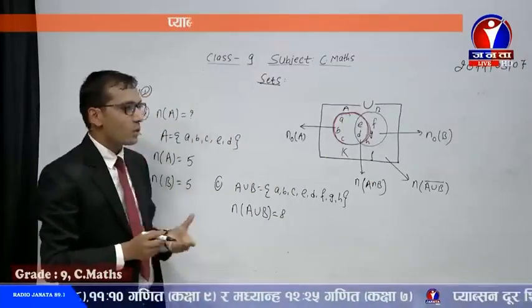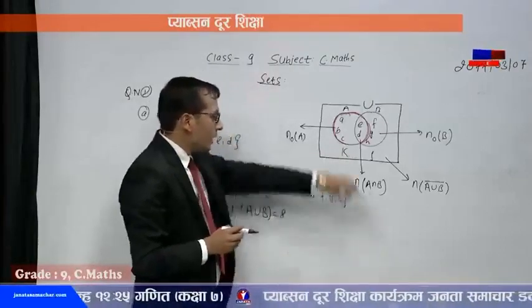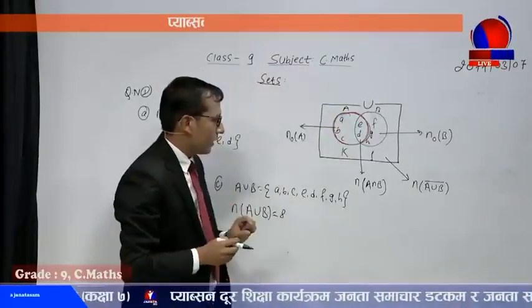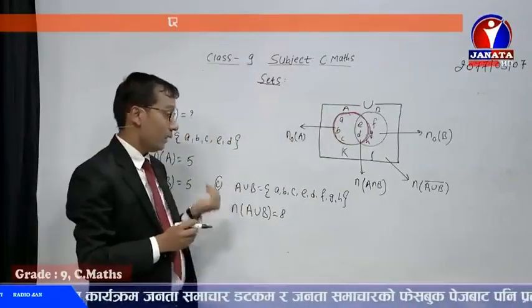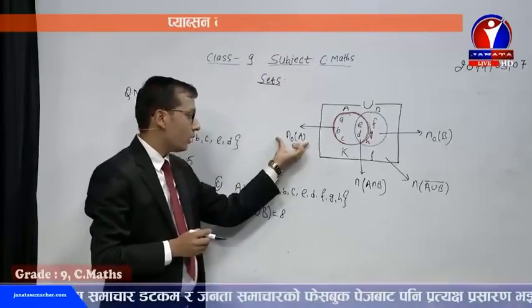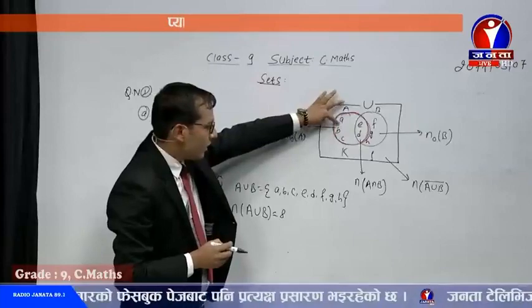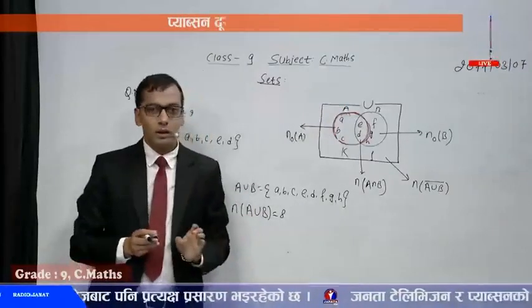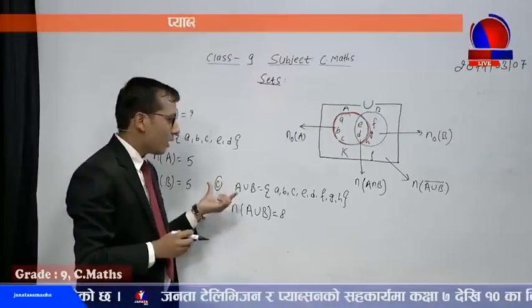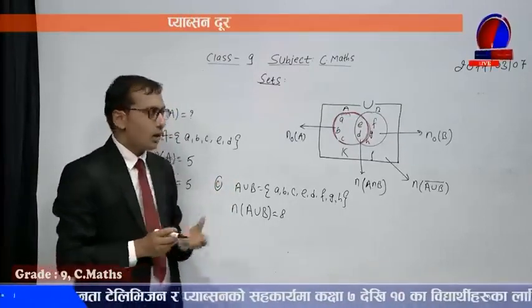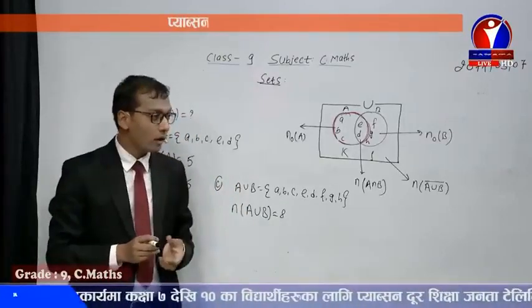Similarly, the last one is what is n only A. N only A is A, B and C. So these three elements, A, B and C, are the elements of set A only. So this is called A difference B or n only A. So what are the elements present? A, B and C. So there are a total of 3 elements. So the cardinal number is 3. So this is all about question number 1.